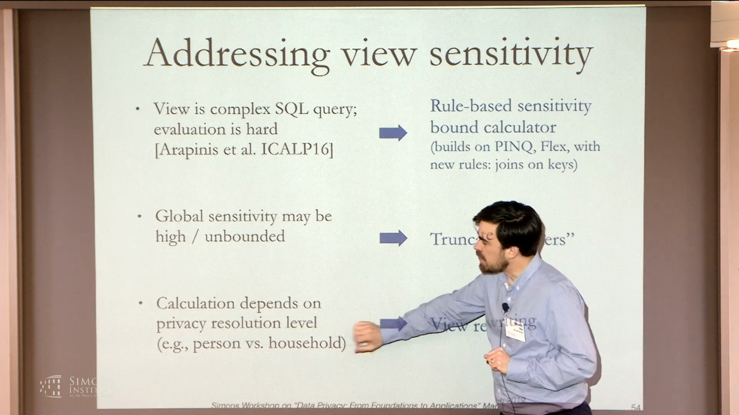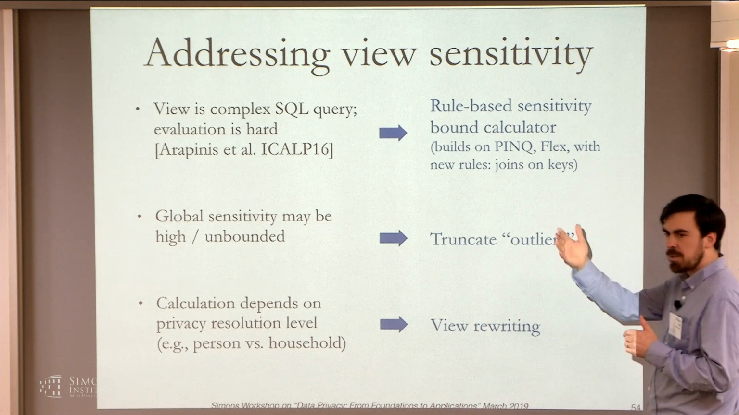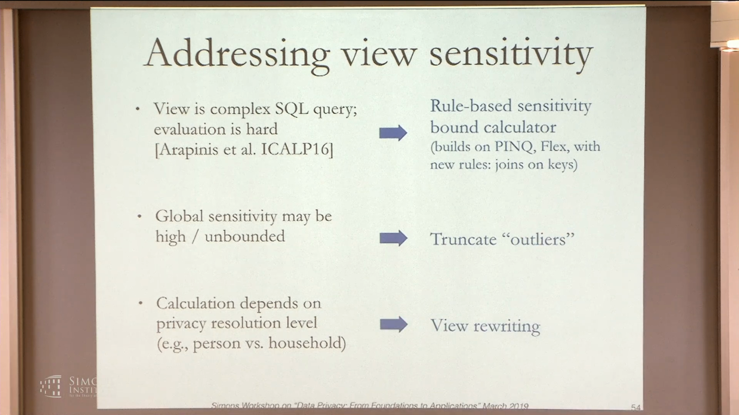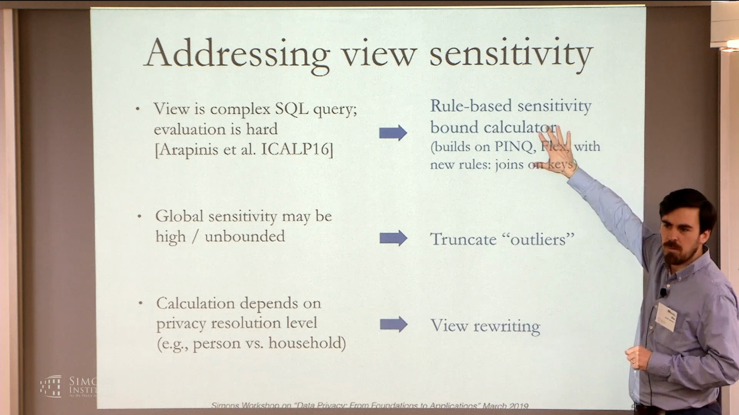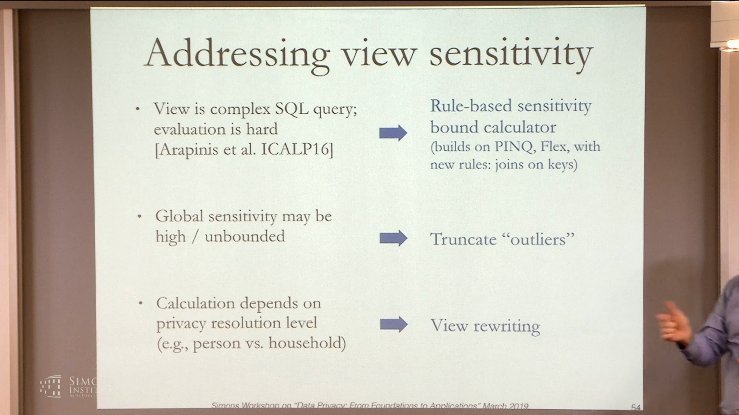The last thing, which I think is really interesting, is supporting multiple privacy levels, so household, person, and so on. What we want is to not have to rewrite this every time we change the policy. We'd like this to be general, but then be able to change the policy and have everything work out. And so what we do is we have this view rewriting step where we make the dependency on the primary private table explicit.